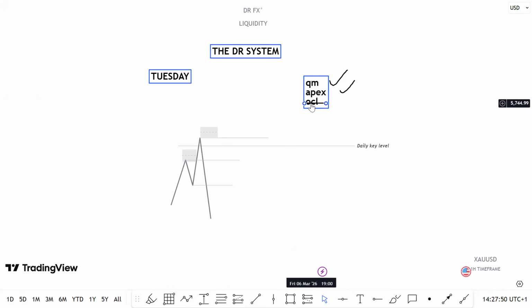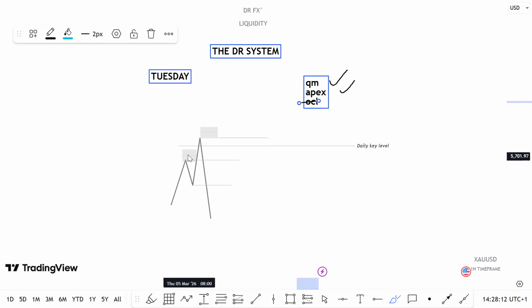Sometimes you can use the 30 minutes. If H1 is not fresh, check the 30 minutes. Something is going to make sense there. You execute from there, right? Then now, what if QM, Apex, and OCL, all of them are fresh? If all of them are fresh, don't even try using OCL. Pay attention to QM and Apex.